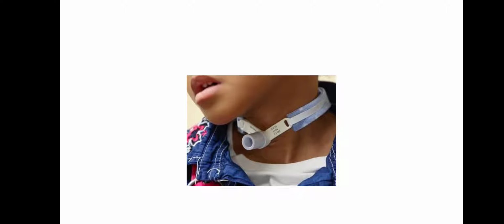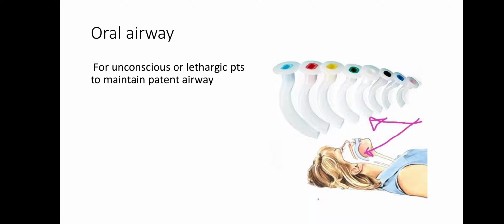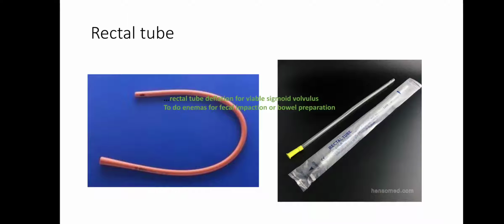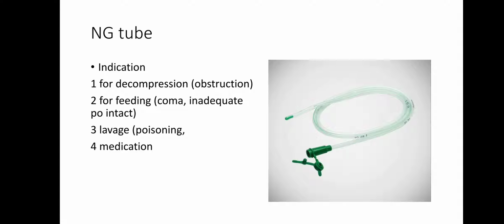Oral airways. Used to keep airway patent in unconscious or lethargic patients. Rectal tubes. Used to deflate simple sigmoid volvulus, or to do enemas. NG tube used for decompression, feeding, lavage or to give PO medication.